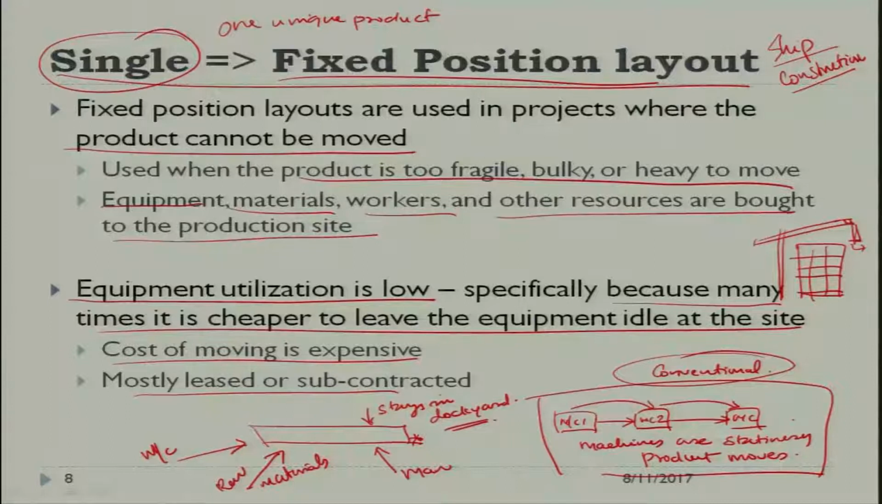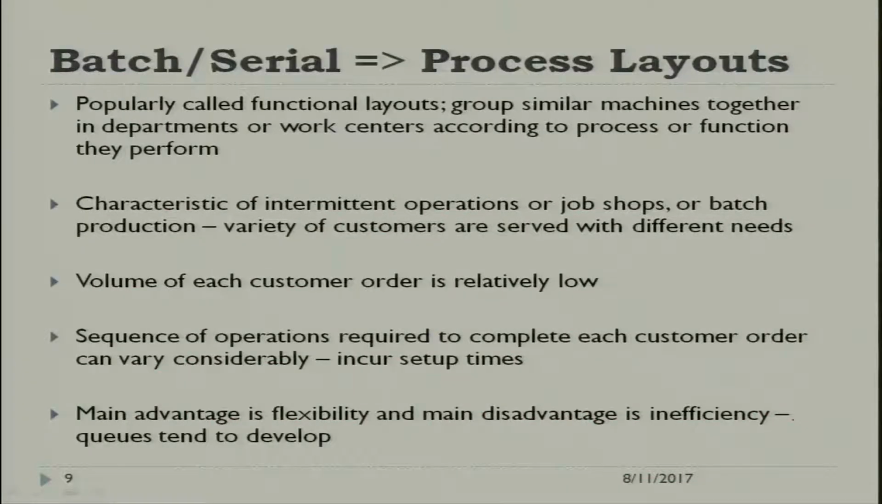Okay. So, let us talk about the batch and the serial process layout. The batch and serial is also called a process layout because the factory or the facility is set up based on the processes that are involved. It is also called a functional layout most of the time. In this layout, you group the similar machines together in departments or work centers. When somebody talks about a work center or similar machines grouped into a department, this grouping is based on the process or functions they perform.